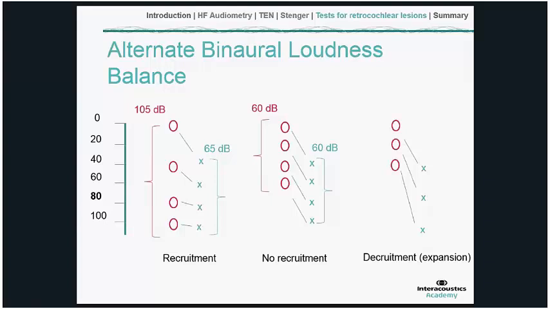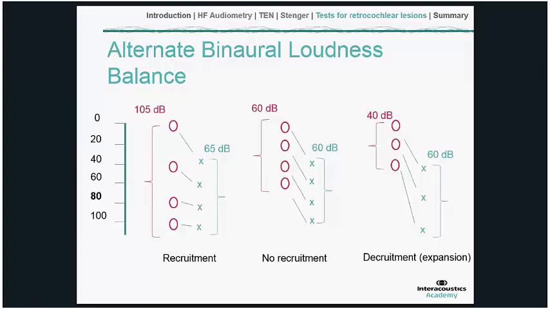But there's no recruitment. Whereas on the right hand side of the chart we can see the opposite occurring. Here we have a range of loudnesses over a 40 dB intensity range, but that same range of loudness in the suspect ear was perceived over a much wider range, over 60 dB. So this is expansion effectively, or sometimes described as decruitment. So recruitment would be consistent with a cochlear loss, and either no recruitment or decruitment might be consistent with a retrocochlear loss.